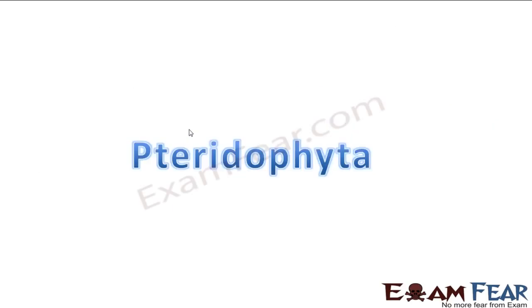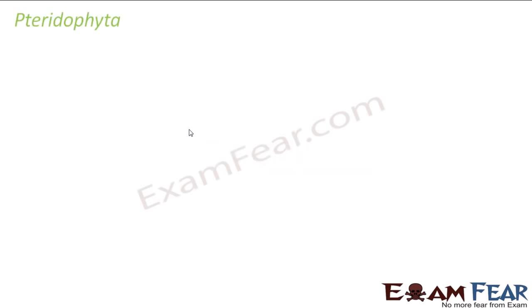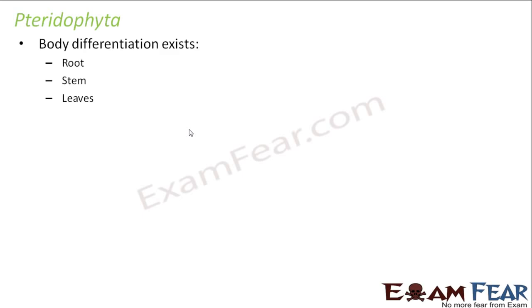So with this we end our discussion on Bryophyta. Let us start the topic on Pteridophyta. Let us see what new we study about Pteridophyta. First we started with Thallophyta where there was no body differentiation at all. The next group was Bryophyta where there was some body differentiation, but again there was no specialized vascular tissues. Now let us see in Pteridophyta what improvements we see.